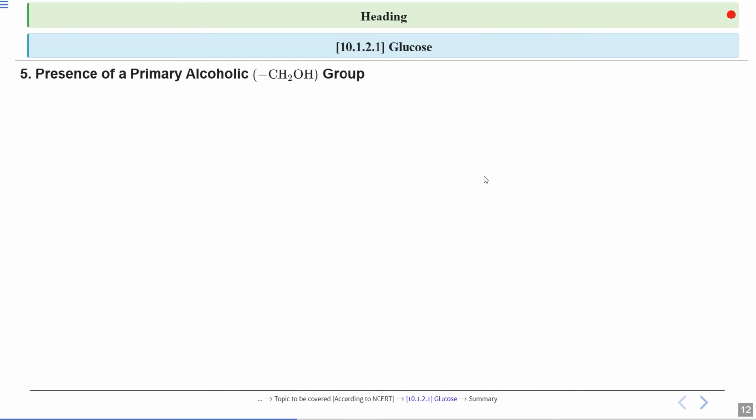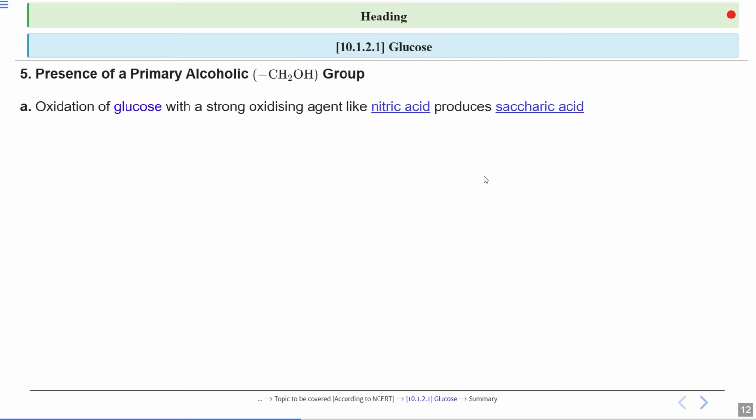Now we will see the presence of a primary alcoholic group in glucose. So what happens when we oxidize glucose? If we treat glucose with a strong oxidizing agent like nitric acid, it gets converted into saccharic acid. This reaction shows that glucose contains a primary alcohol group, since only primary alcohols can be oxidized all the way to acids.